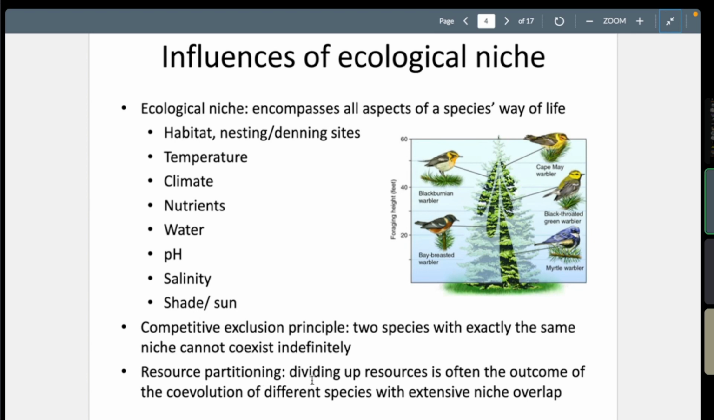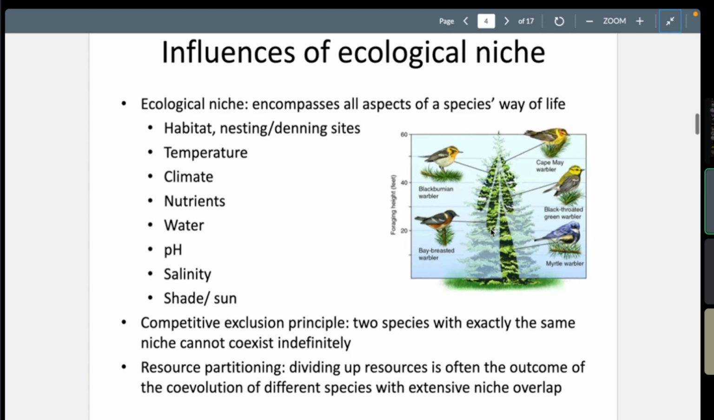Resource partitioning. They divvy up resources, which is often the outcome of this coevolution of different species with extensive niche overlap. So these birds are going to divvy up the resources between each other so that they do not lose access to the resources altogether.